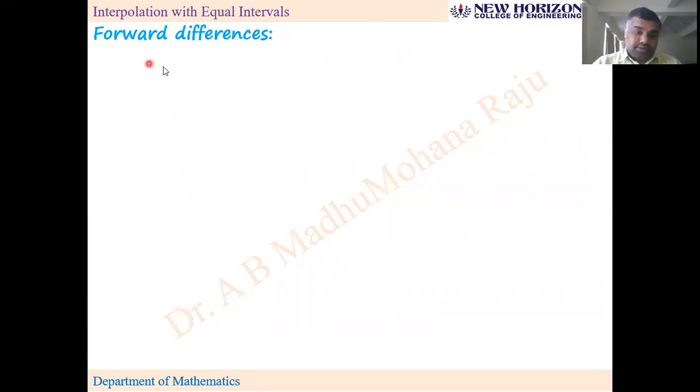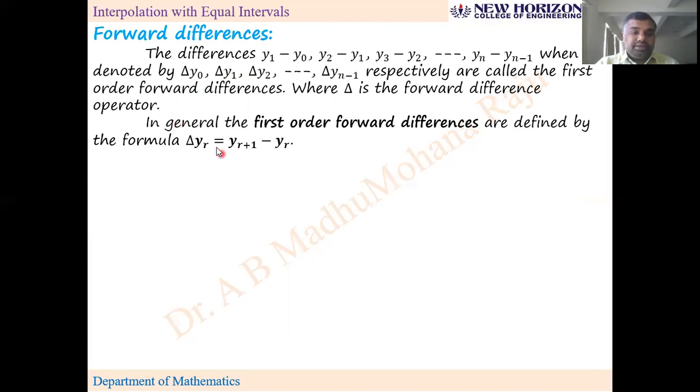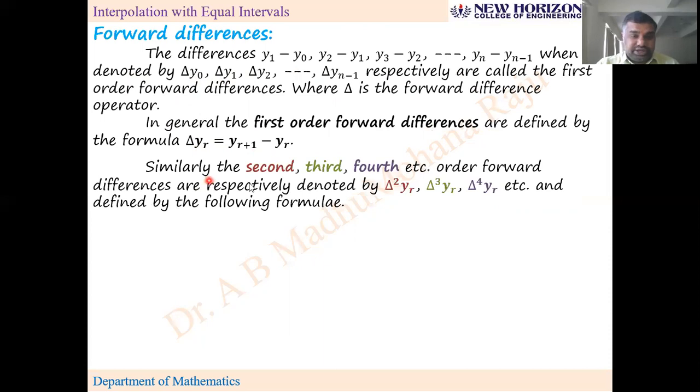First one, forward differences. The differences y1 minus y0, y2 minus y1, y3 minus y2, yn minus yn minus 1, when denoted by delta y0, delta y1, delta y2, and so on, delta yn minus 1, respectively, are called the first order forward differences, where delta is the forward difference operator. Similarly, in general, the first order forward differences are defined by delta yr is equal to yr plus 1 minus yr. Similarly, you can define second order, third order, and fourth order.